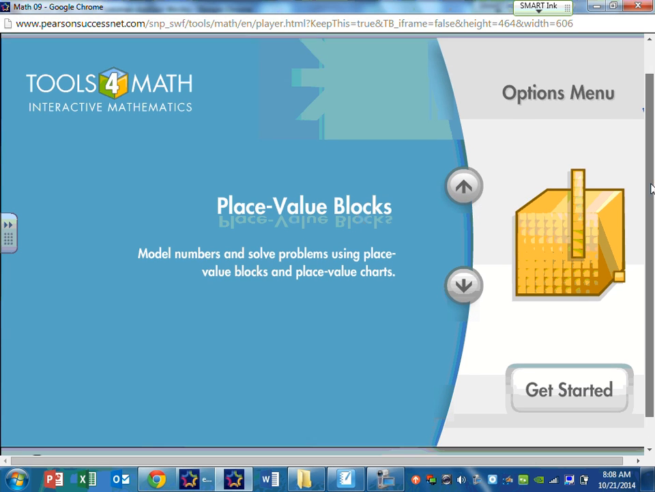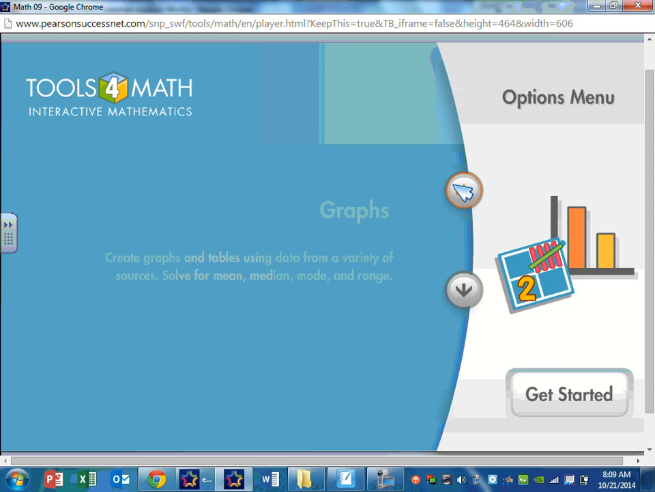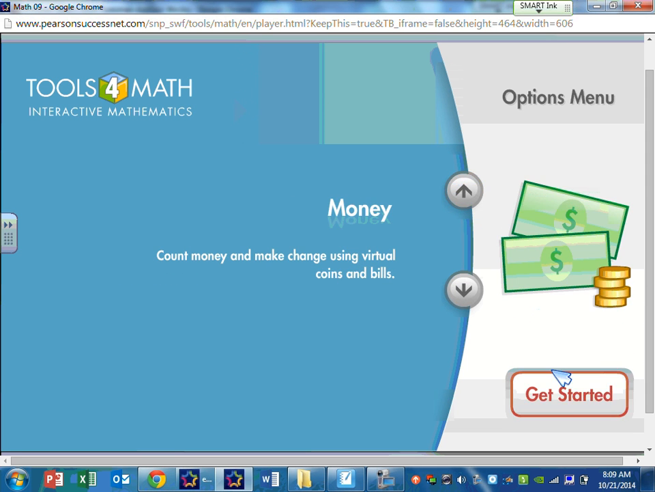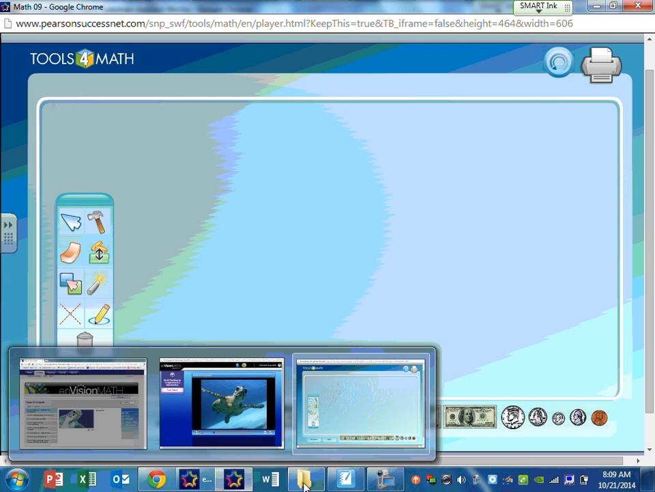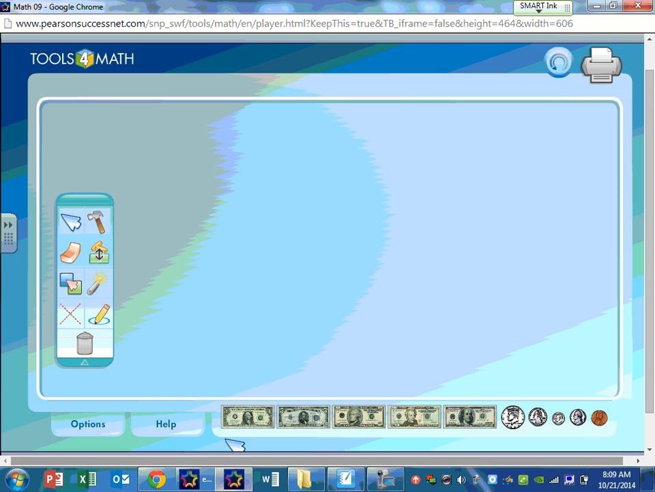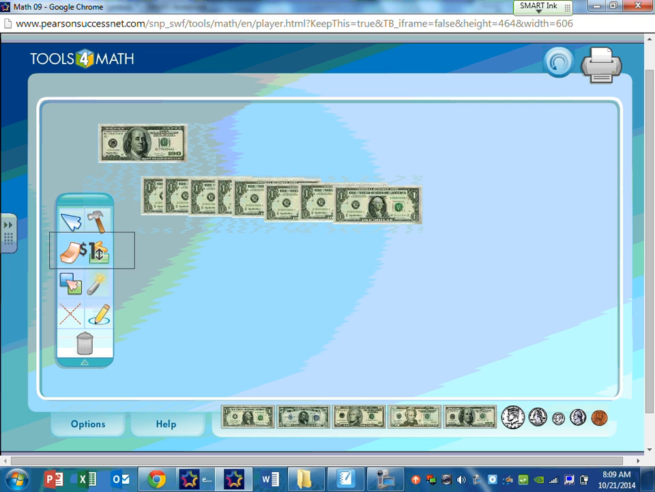And it will take you to this screen. Okay? And I'm going to maximize it. Sometimes it's hard to navigate when it's maximized, but I want to model with money, so I'm going to scroll through until I find some money and click Get Started. So our basic problem that we're trying to solve is 108 divided by how many? 4 people. So let's model this. I need to show the exact amount that Mom gave me. So she gave me a $100 bill and she gave me 1, 2, 3, 4, 5, 6, 7, 8 ones.